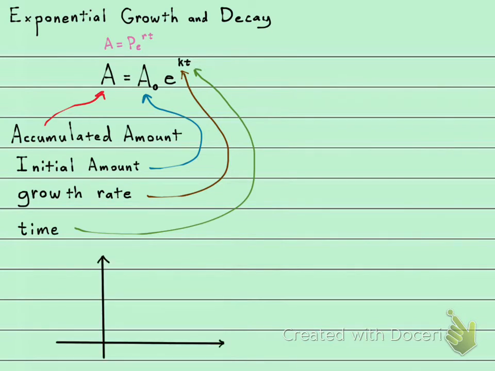And you know that if you have a graph of an exponential, it is going to look like this. It shoots up, and your initial point right here, that's going to be your initial value. And we need to find where our accumulated value is at a certain time.